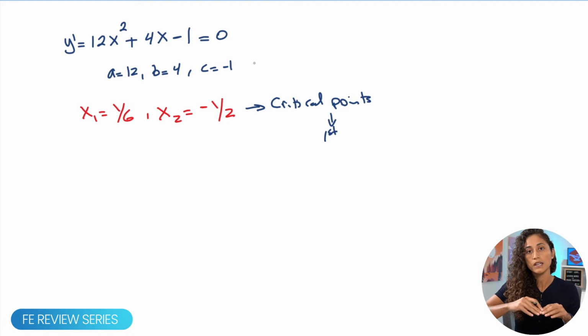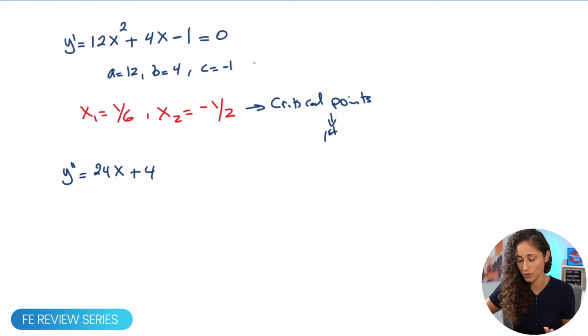Okay, now the next thing we have to do is plug these critical points into the second derivative function, right? So let's find the second derivative. So we're going to do y double prime, and then 12 times 2, that's going to give us 24x, and then plus 4, and then the derivative of minus 1 is just going to be 0.